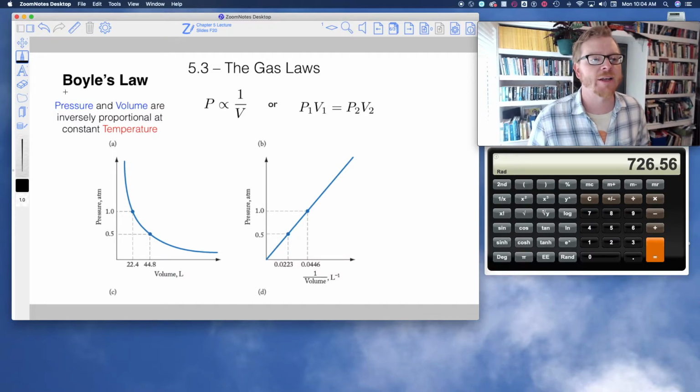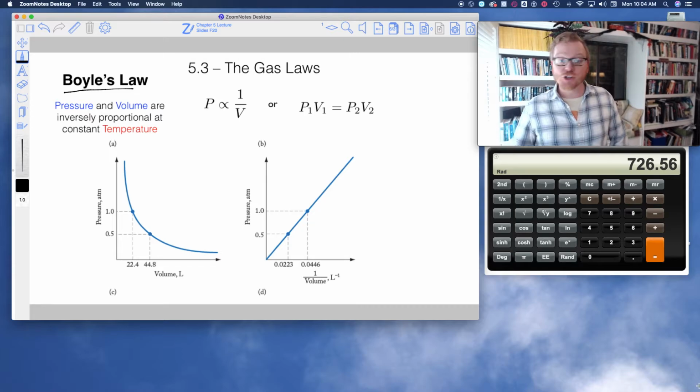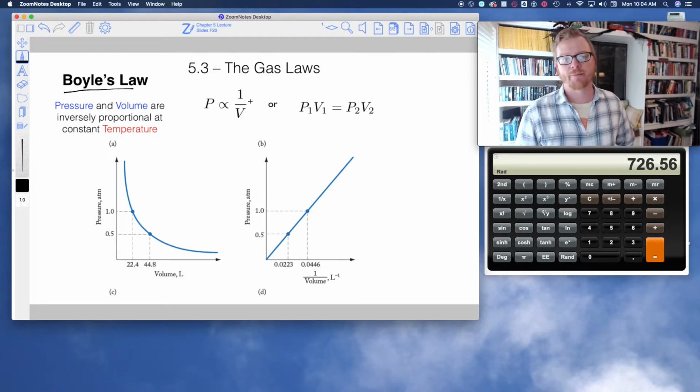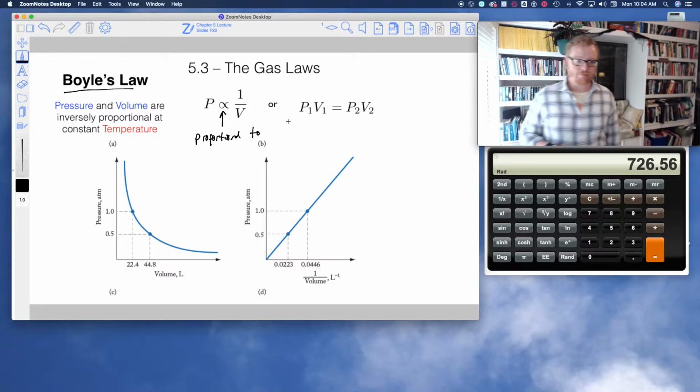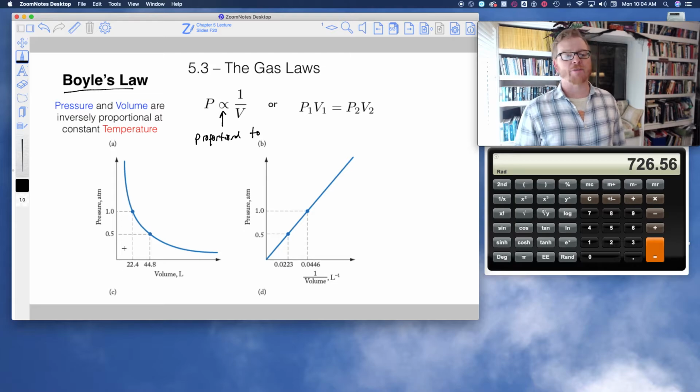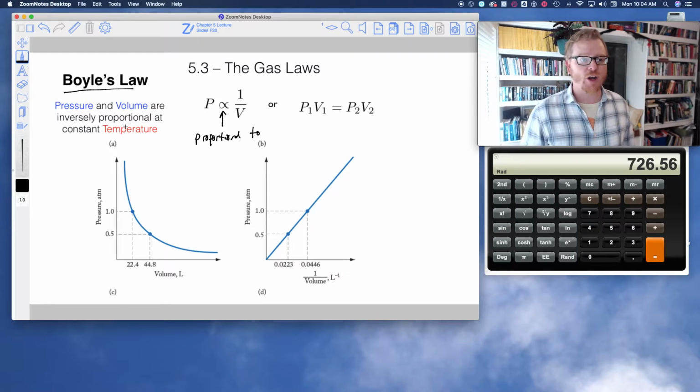So the first one I want to talk about is Boyle's law, and you should be familiar with all of these laws by name and by their relation. Boyle's law says that the pressure and volume of a gas sample are inversely proportional to each other. This little crazy fish-looking symbol means proportional to. And what's also important to note is this is at constant temperature.